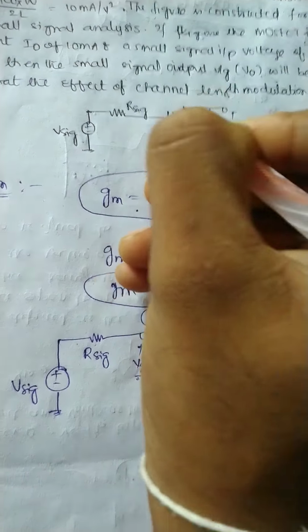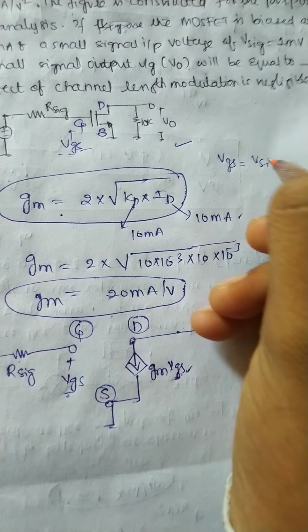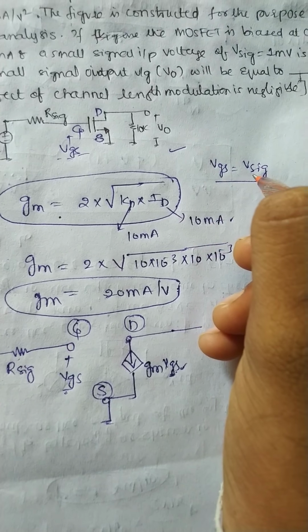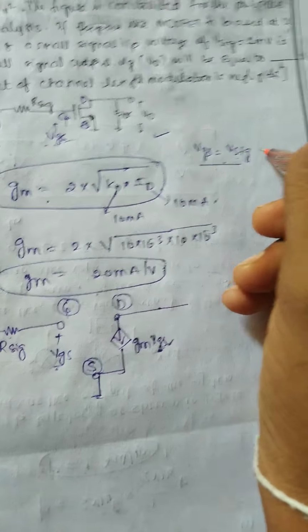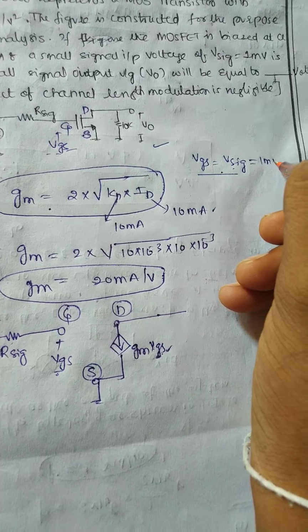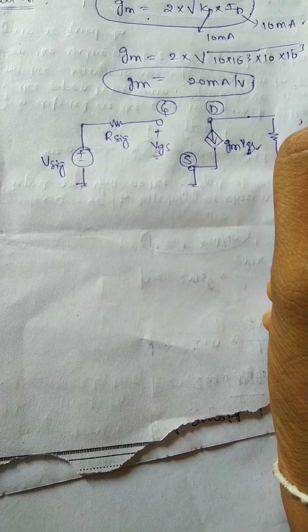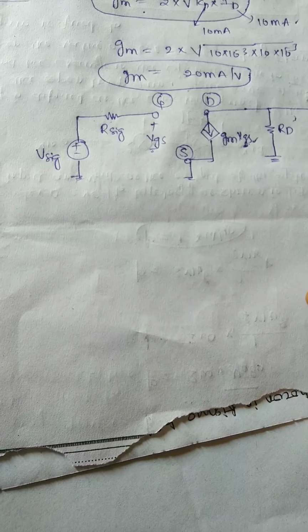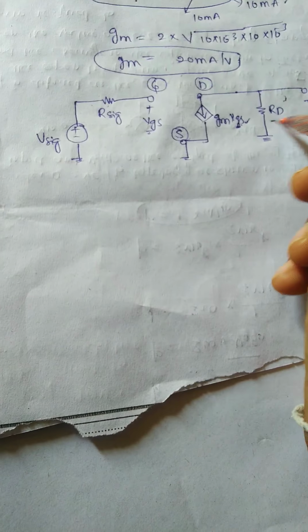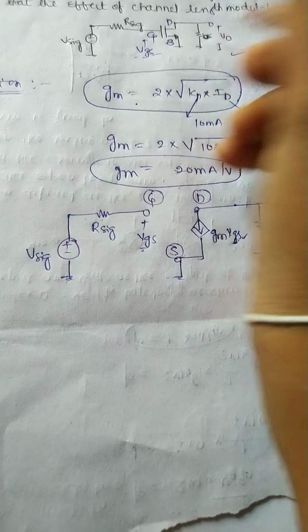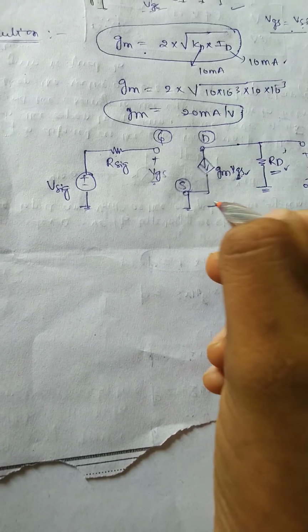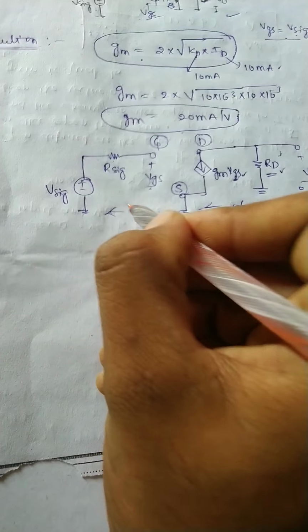We know VGS equals V signal, the input signal, and they have given that as 1 millivolt. In the question they mentioned 1 millivolt. At the output side we have one resistor, the drain resistor RD. Now we can calculate the output small signal voltage. The drain resistance is already given as 10 kilo ohms. So this is the output side, and this is the input side.